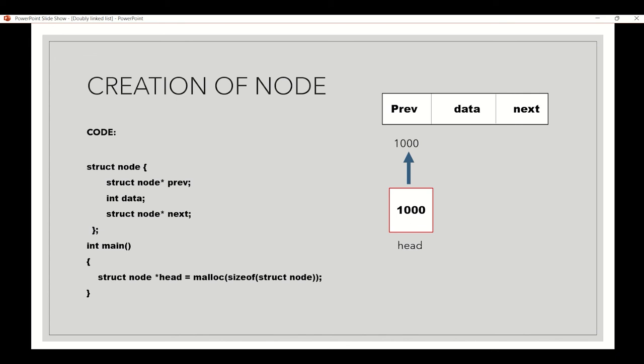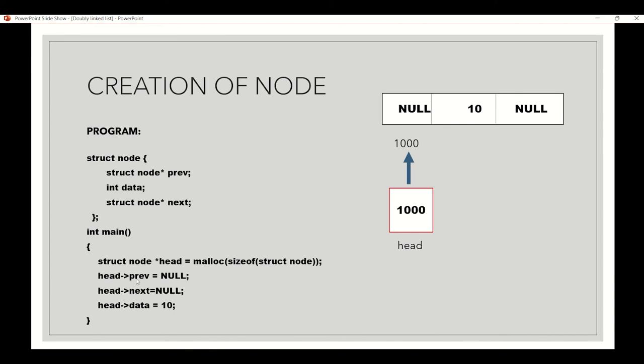Inside the malloc function, we have to pass the size of the structure, so it will be able to create memory for this structure. So we have allocated some memory, and we have given an address. So the head part is 1000. We have created a node. After this, we will be giving the previous part as null, the next part as null, and data as 10, and we can give any data. So this is how we create a node.